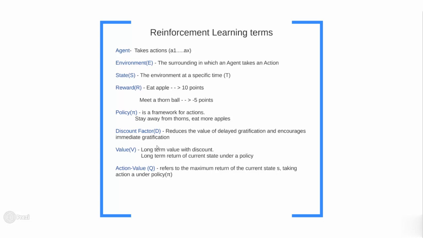Discount factor: this reduces the value of delayed gratification and encourages immediate gratification. Value V is the long-term value with discount. This basically maps the long-term return of the current state under a policy. So this is the action value, or the optimum function Q. This refers to the maximum return of the current state taking action under a certain policy.